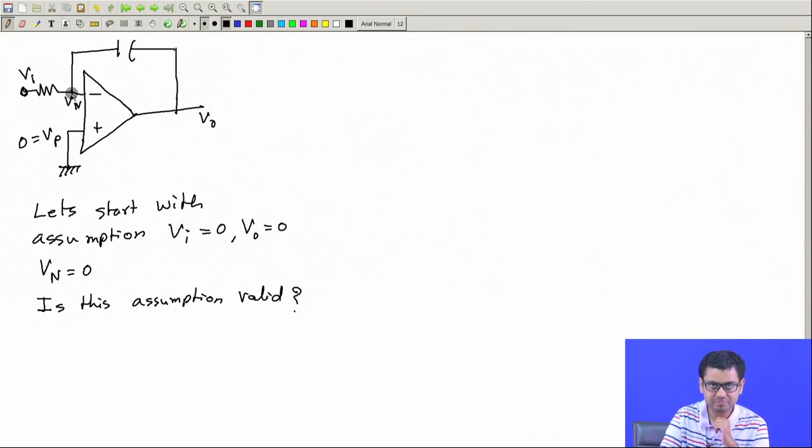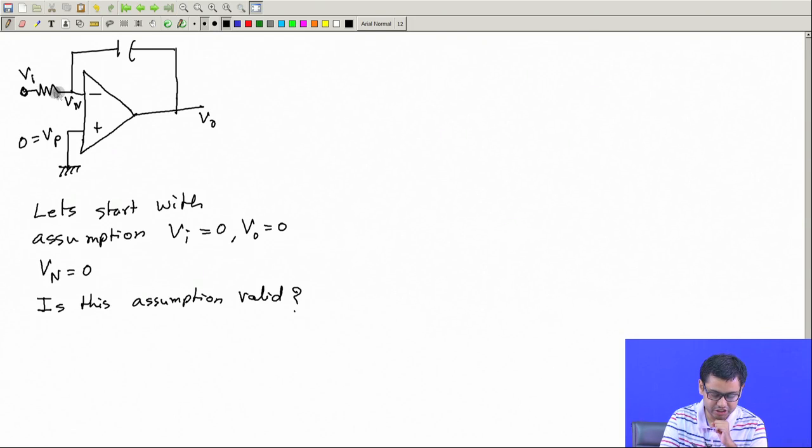If this is 0, this is also 0, and then from the static characteristic you know that if these two are equal, output can be 0, no problem. So you are not violating the static characteristic of the op amp. Then this is 0, this is 0, so no current is flowing here. This current will be 0 definitely, and here no current is there, so definitely there will be no current in this branch as well.